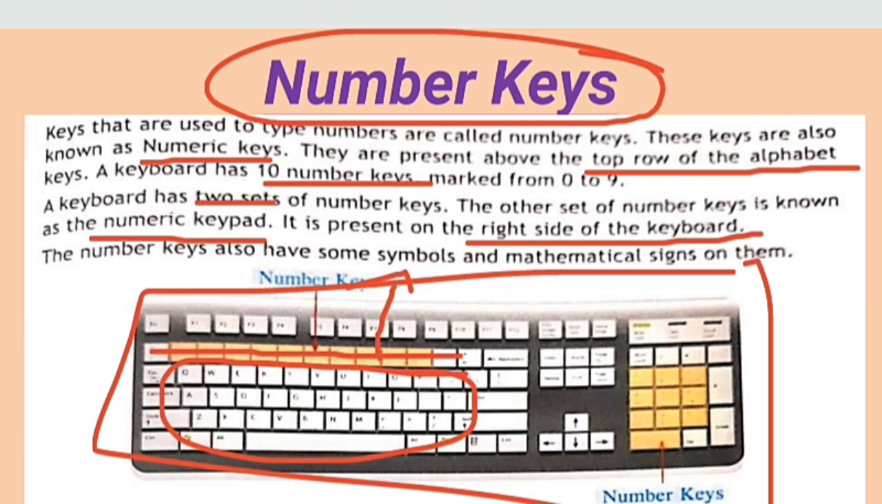The numeric keypad is at the right of the keyboard. All these yellow buttons are the number keys. These all 10 buttons are the number keys of the numeric keypad. These are on the right side of the keyboard.